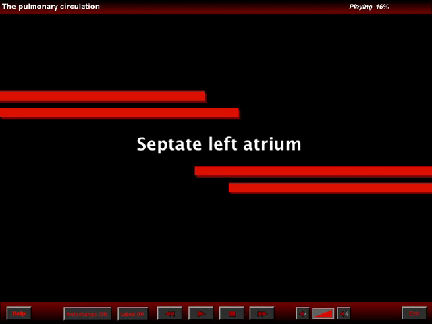Abnormalities that can mimic mitral stenosis are one that is on a congenital basis, called the septate left atrium, and the other one is an acquired condition, a myxoma of the left atrium.